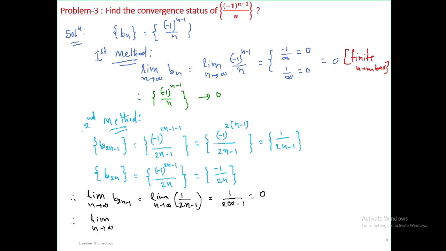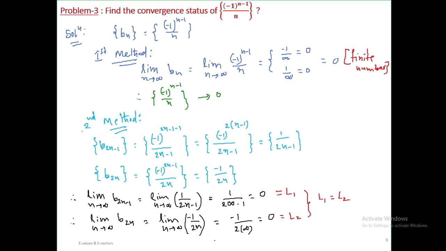Similarly, the second subsequence limit. The limit as n tends to infinity of b2n, the nth term of the second subsequence. What is b2n here? b2n is minus 1 upon 2n. This will be minus 1 upon 2 into infinity. Substitute n is infinity. Now what is this value? Again 0. You get minus 0, but 0 is neither positive nor negative. Therefore I can write directly 0. So look, both the limits are the same. Call the first subsequence limit L1 and the second subsequence limit L2. But the limit is the same, L1 is equal to L2.